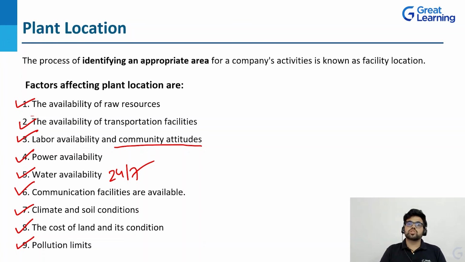So all these things need to be taken care of when a production facility is started, when a plant location is to be determined. So all these factors play an important and a crucial role in deciding how your production facility will move forward.